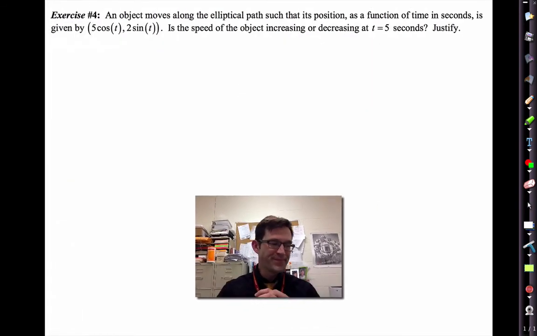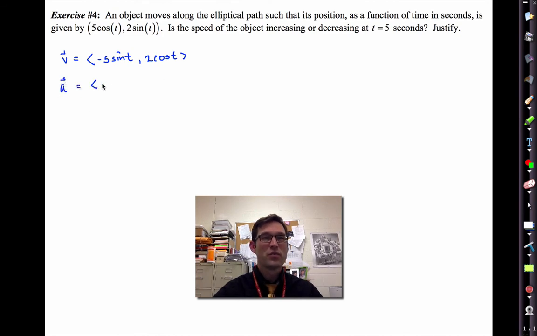Exercise 4. An object moves along an elliptical path such that its position, as a function of time in seconds, is given by that position vector. And then it asks us if the speed of the object is increasing or decreasing at t equals 5 seconds. Justify. All right. Be kind of ugly, and I need my calculator on it. But let's figure out our velocity vector, right? If I take the derivative, I'll get negative 5 times the sine of t, and 2 times the cosine of t. And the acceleration vector would be negative 5 times the cosine of t, and negative 2 times the sine of t.